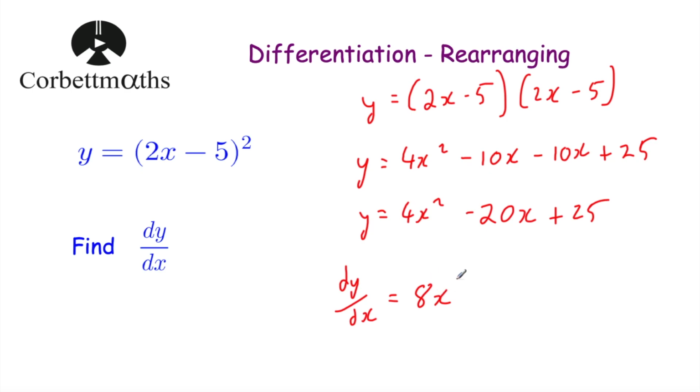I'm not going to write 8x to the power of 1. I'm just going to write 8x. So that's that part done. Then we've got minus 20x. Well, whenever you differentiate minus 20x, you'll just get minus 20.